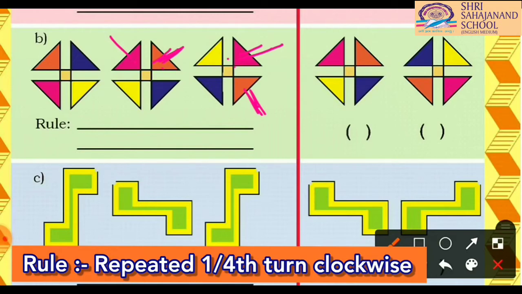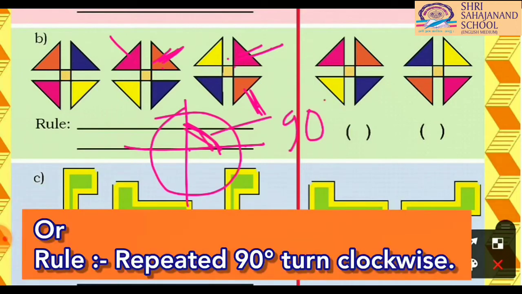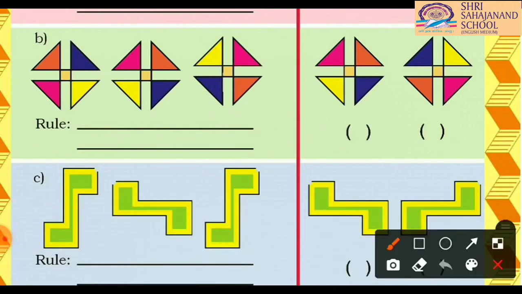And if you want to answer in degrees, 1/4 means this is the 1/4 position. Okay, the whole is 360 degree, remember it. The whole is 360 degree and its 1/4 is only 90 degree. So you can write here turning 90 degree clockwise each time. Now, okay, now its answer.